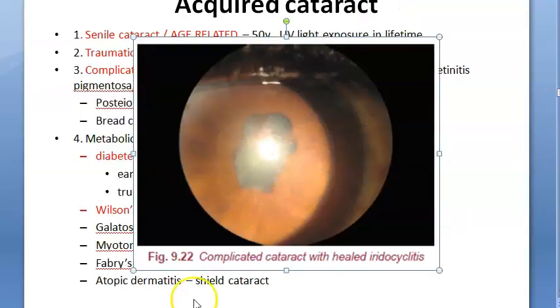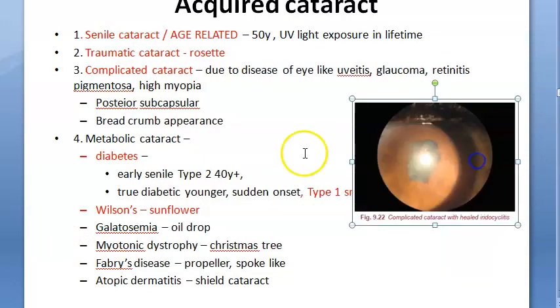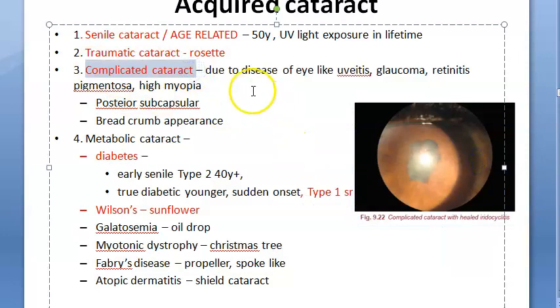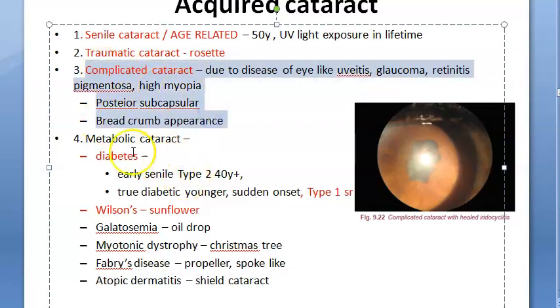Complicated cataract, like they are showing here, is after healed iridocyclitis, that is anterior uveitis, right? So because of some problem in the eye, then after that problem, this person got a complicated cataract, due to the disease of the eye, like uveitis, glaucoma, retinitis pigmentosa, myopia, high myopia, etc. Remember here, usually it will be posterior subcapsular. All this you can know, complicated cataract because of disease of the eye.